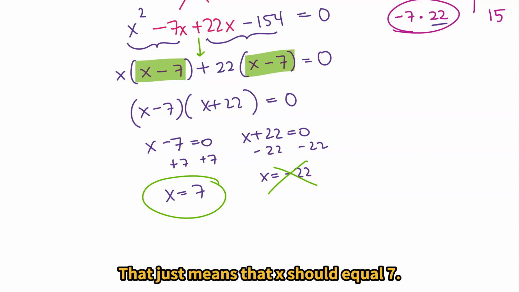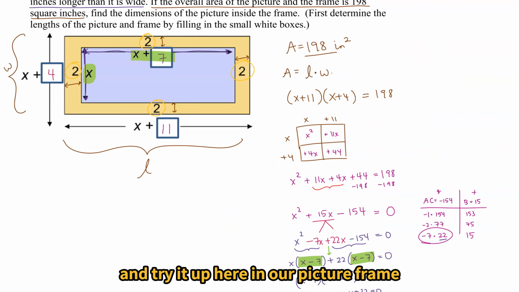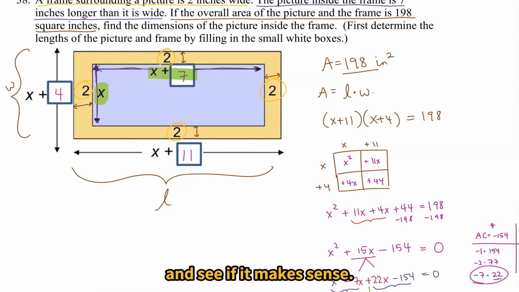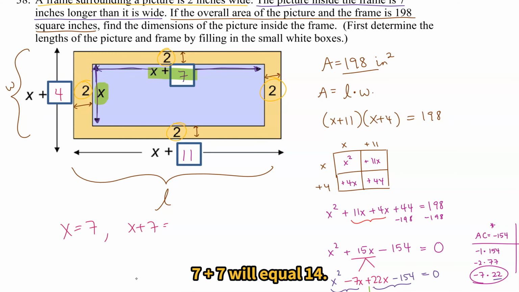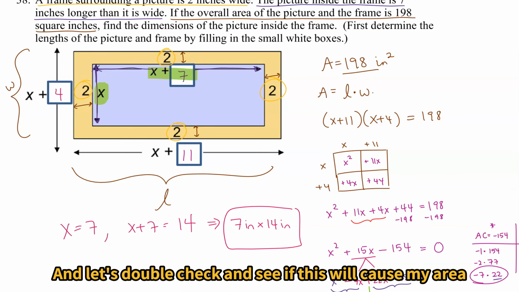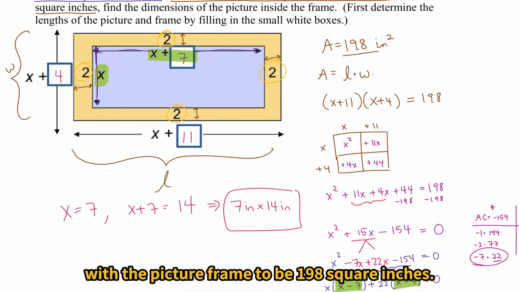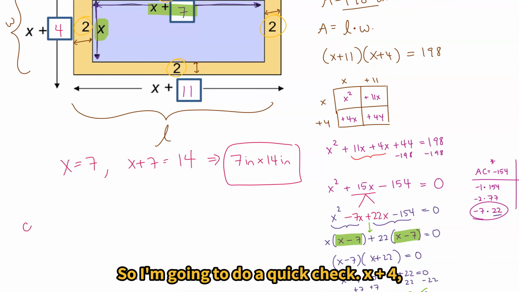That just means that x should equal 7, and we're going to use x equals 7 and try it up here in our picture frame and see if it makes sense. So if x equals 7, then x plus 7, 7 plus 7, will equal 14. So we end up with a 7 inches by 14 inch picture. And let's double check and see if this will cause my area with the picture frame to be 198 square inches. So I'm going to do a quick check.